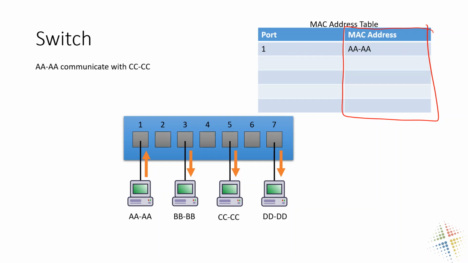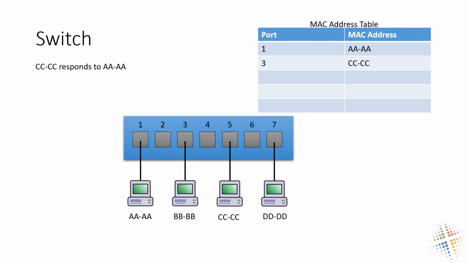The efficiencies start showing up when CCCC responds back. So CCCC responds back, and the switch now sees the port that CCCC is on as being port number 5. Because it sees that CCCC is on port number 5, and it knows that it's trying to respond to AAAA, it looks at its MAC address table and it says AAAA is on port number 1, so now I'm going to send that traffic directly down to port number 1.